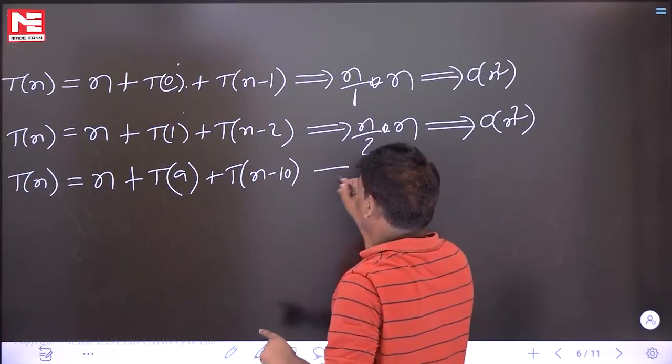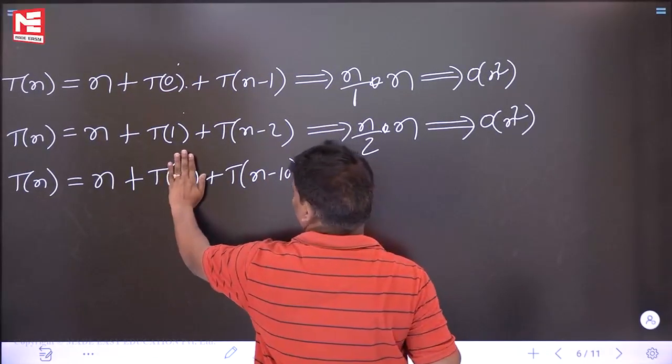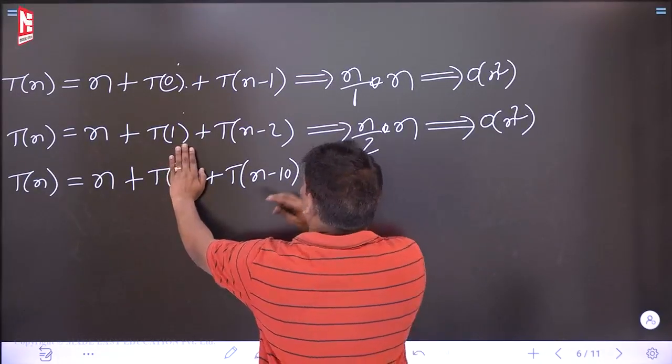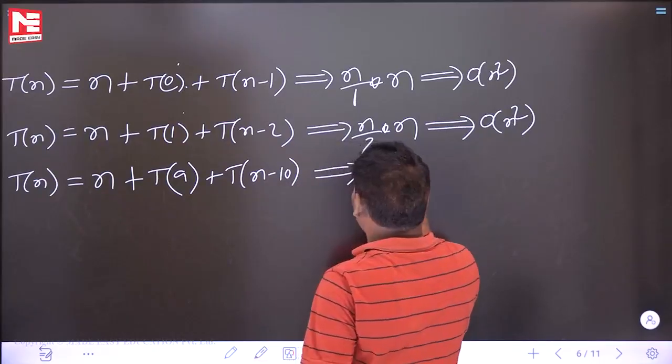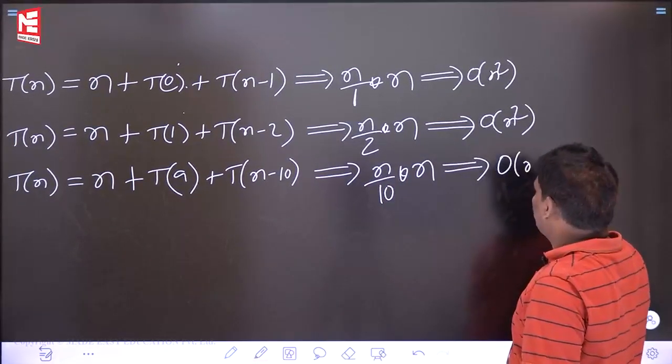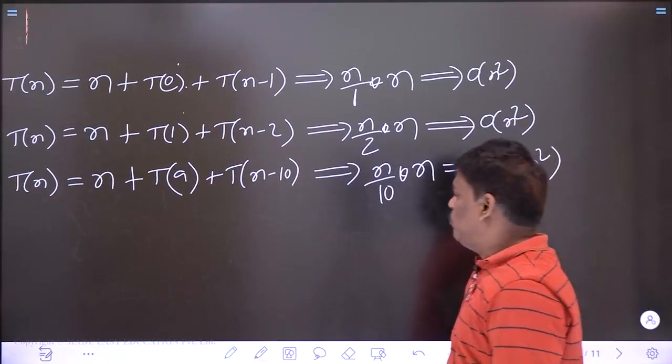Next one, because of this constant, constant time. If you want, you can do the recursion tree method also, no problem, right? If you observe, it is always subtracting 10, n by 10 levels, and everywhere the partition algorithm takes n, so big O of n square, right? Please be careful.